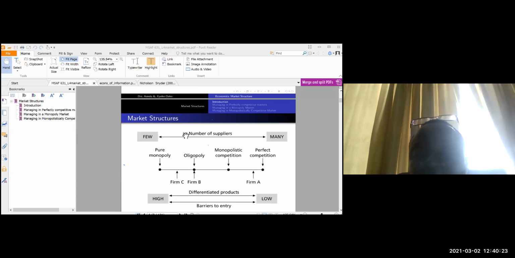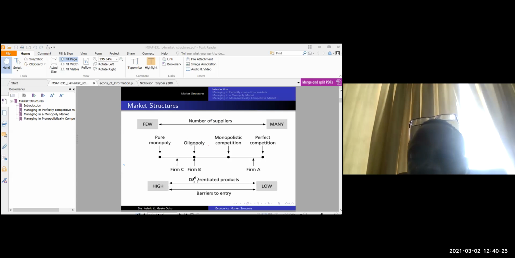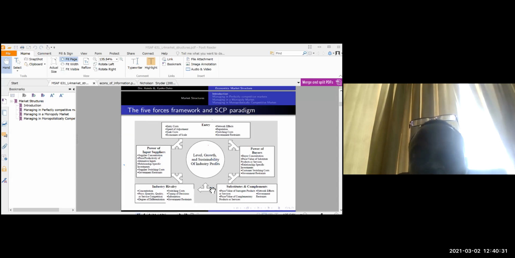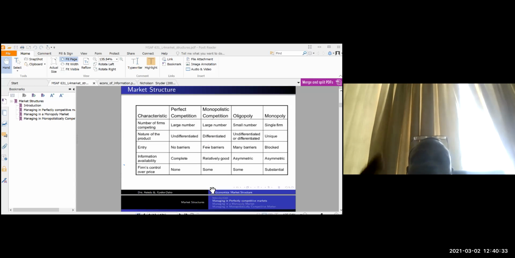So these are the three characteristics: the number of suppliers, differentiated products, barriers to entry. We can go on to the exact structure. So let me put all of this into the four markets. Okay, so we have perfect competitive markets on the left-hand side and a monopoly market to the right. There are two extremes.